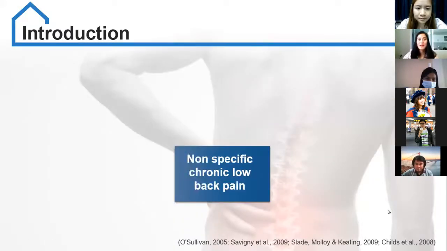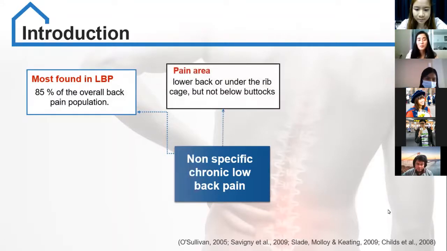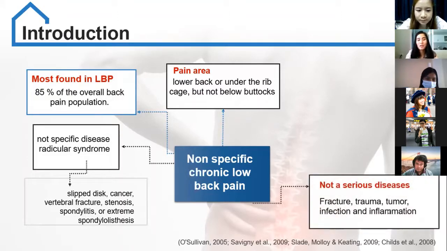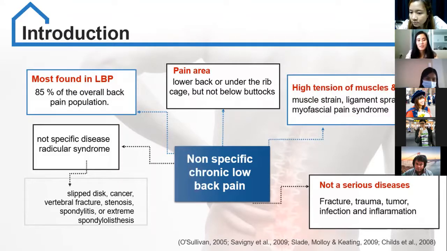Non-specific chronic low back pain is the most common type of low back pain, at 85% of the overall back pain population. The pain area of non-specific back pain is between the lower costal margin and not below the buttocks. In addition, non-specific back pain symptoms are not related to back pain from specific or serious disease such as nerve root entrapment, or back pain from trauma, tumor, infection, and inflammation. The popular causes of non-specific back pain include high muscle tension, for example, muscle strain or myofascial pain syndrome.